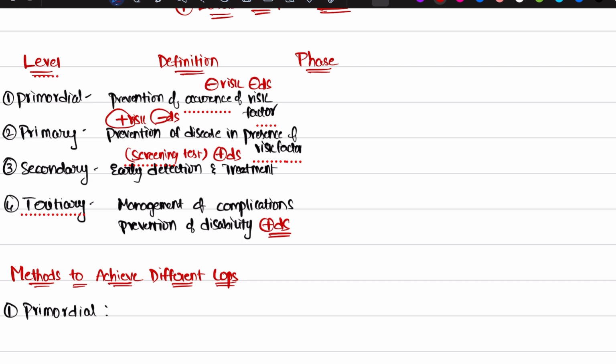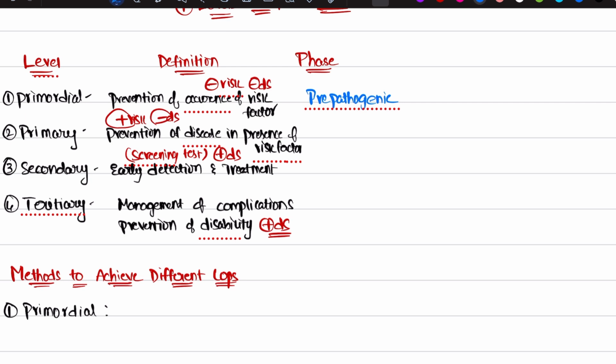See, here primordial level of prevention means pre-pathogenic phase. See, here no risk factor is there. Pathogen means something causing the disease. See, here nothing was there. No risk factor is there. So no pathogen, right? So this is pre-pathogenic phase. Say with me, pre-pathogenic phase. So no risk factor is there, okay? And no disease is there.